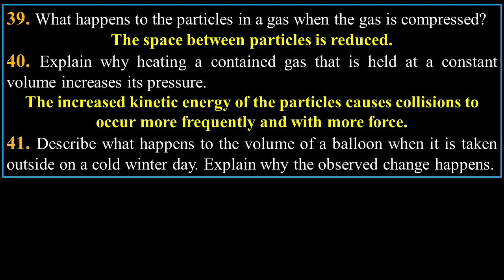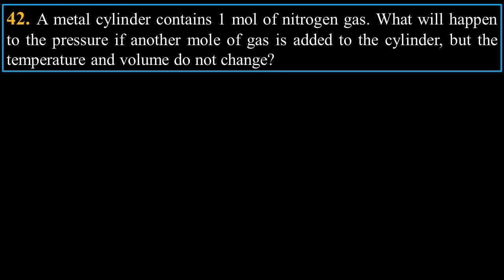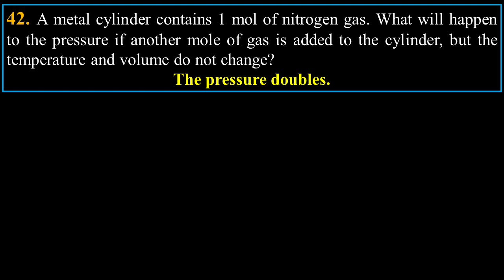Next. Describe what happens to the volume of a balloon when it is taken outside on a cold winter day. Explain why the observed change happens. Well, the volume decreases, the molecules have less kinetic energy and cause less pressure on the inside of the balloon. A metal cylinder contains 1 mole of nitrogen gas. What will happen to the pressure if another mole of gas is added to the cylinder but the temperature and volume do not change? The pressure doubles because the number of particles and pressure are proportional to one another.